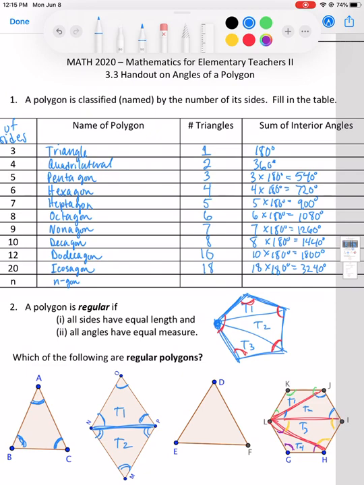Now the n-gon, we have n number of sides, so you can fit n subtract 2 triangles within them, according to our pattern. And to know the sum of the interior angles of any polygon, we just take the number of sides, subtract 2, and then multiply by 180. Okay.